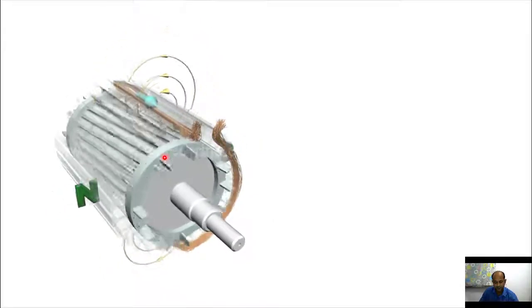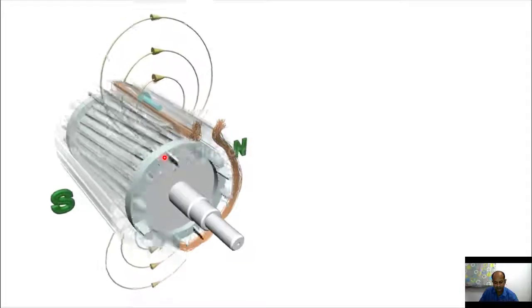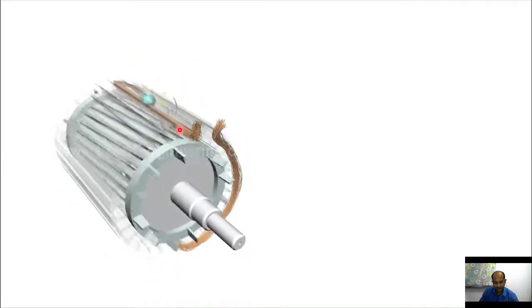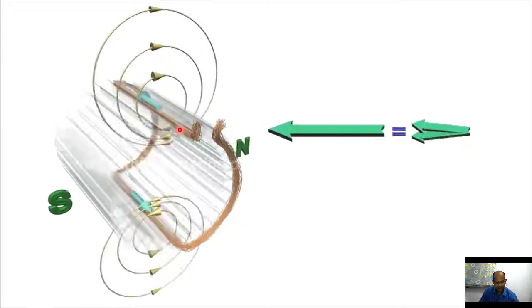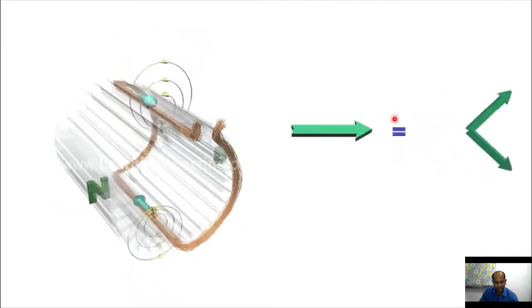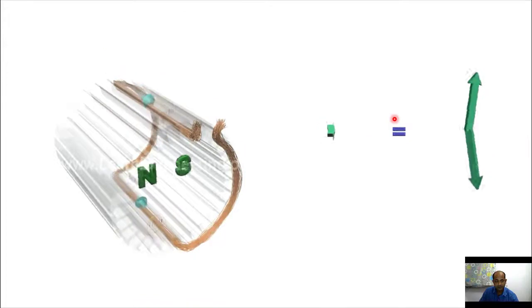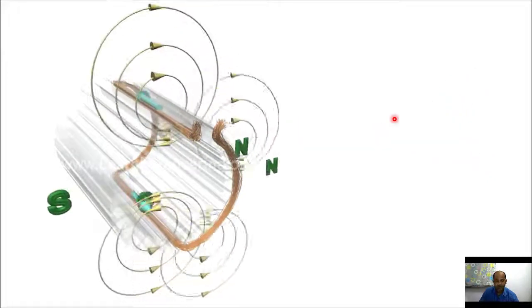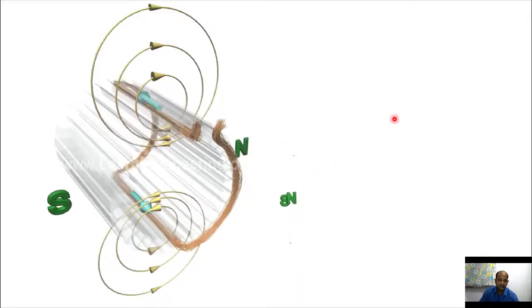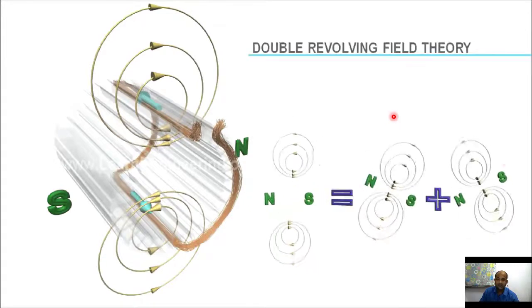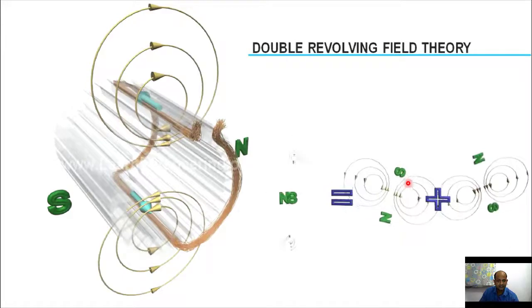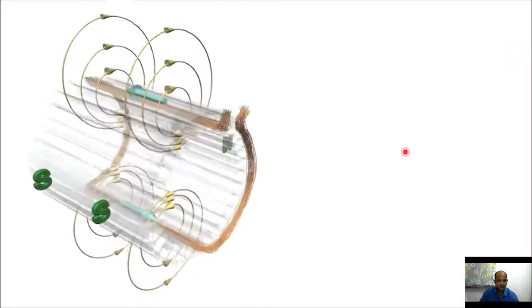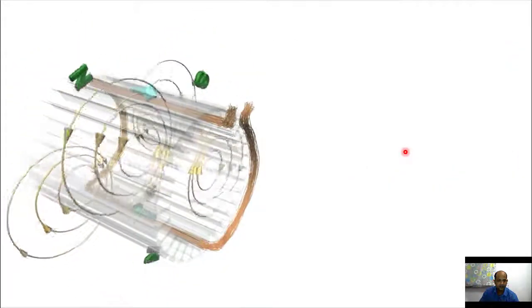Now, what is interesting is that the rotor is rotating in the same direction. The reason is that the fluctuating field is a combination of basically two rotating magnetic fields, which is the double field revolving theory, which we will discuss later. Two equal and opposite fields: one is a backward field and one is a forward field.